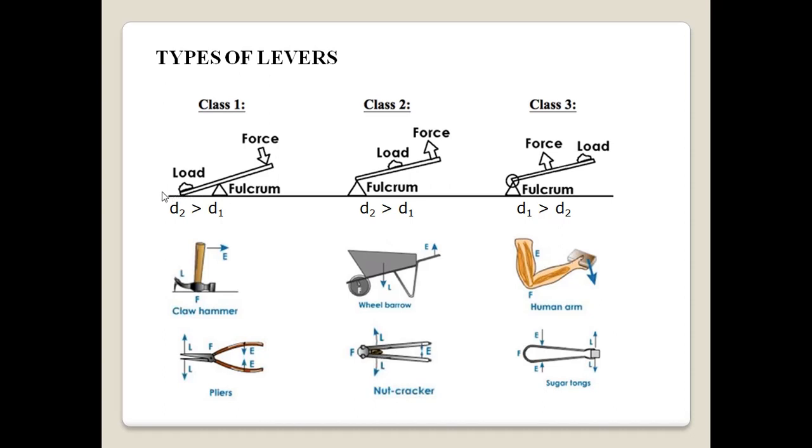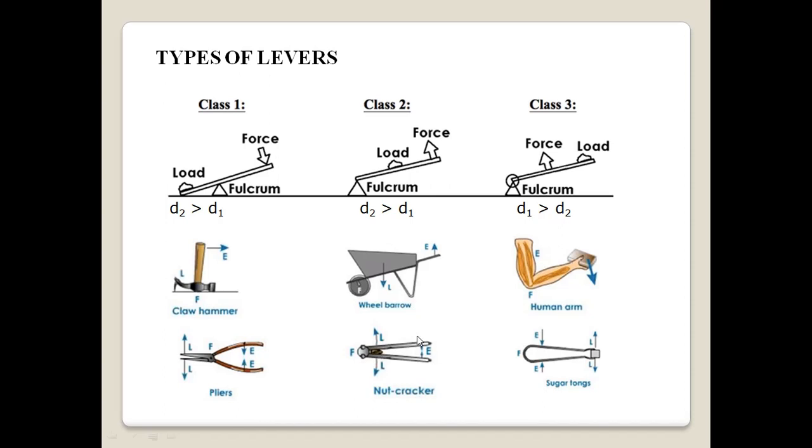Look at the nutcracker. The fulcrum is at the left end. The nut to be cracked is in the center, that is the load, and the two handles we press, that is the effort. Here also a nut can be broken. So mechanical advantage is high for class 1 and class 2.